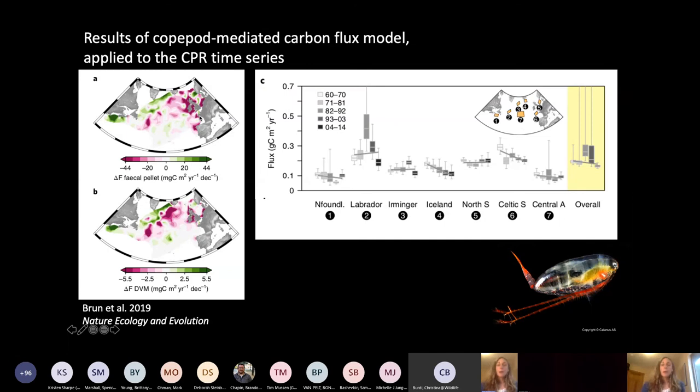And so what we found in the end is that it's actually due to the change in distribution of this large calanoid copepod, Calanus finmarchicus. And so the point I want to make here quickly is that the changing distribution and community composition of zooplankton on this really massive scale over many decades does have a very real impact on the amount of carbon that can be sequestered in the ocean by these biological processes.